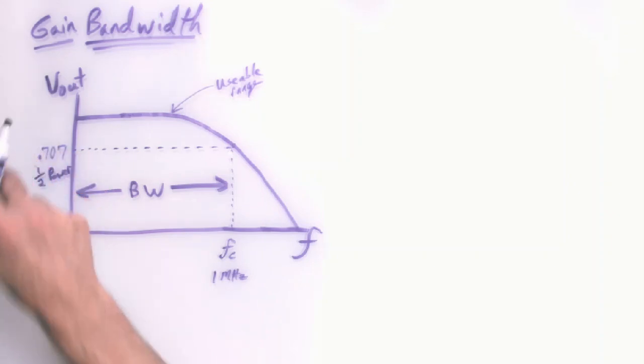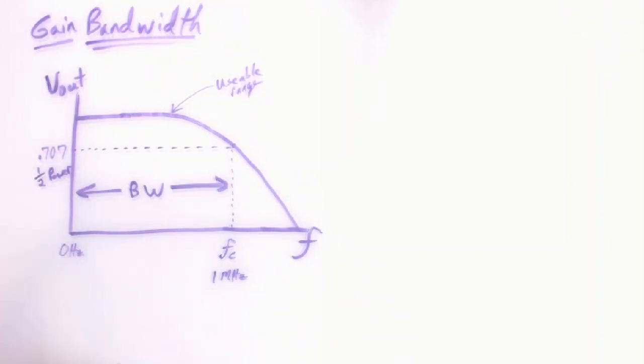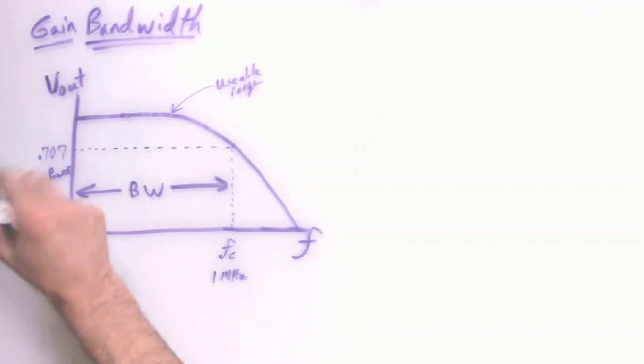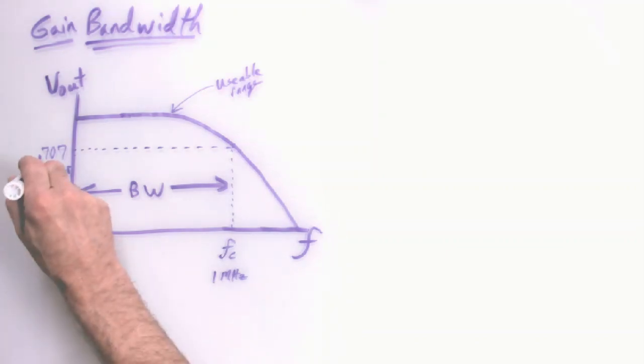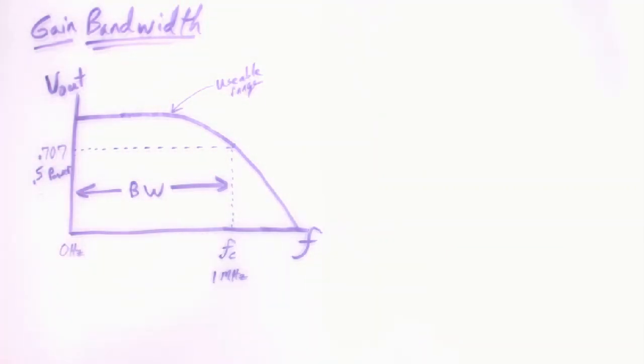So that kind of eliminates one reason. You're at half the power here. If you remember, power is V squared over R. So if it drops to that, then square that, and you'll see when you square 0.707, you're at 0.5. So it's half power. I can put 0.5 here. You're at half the power.